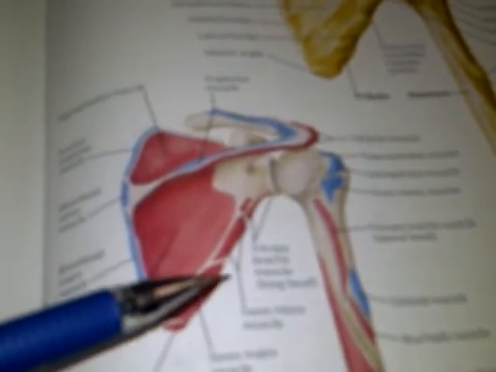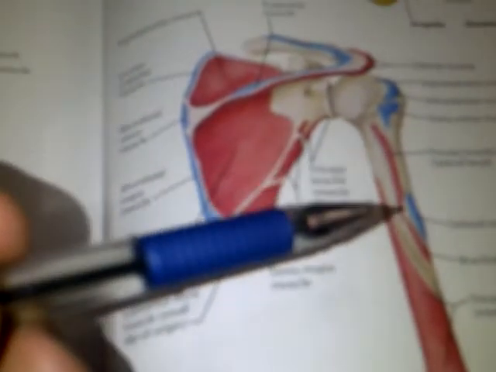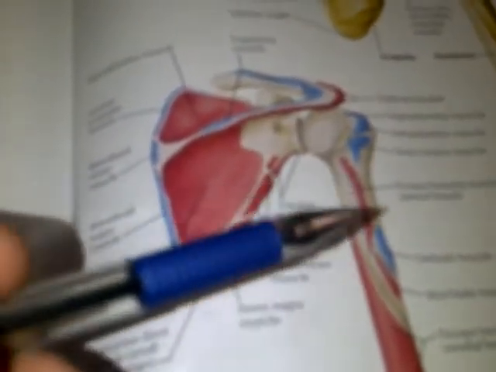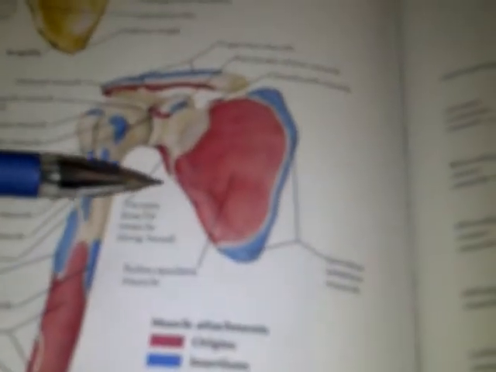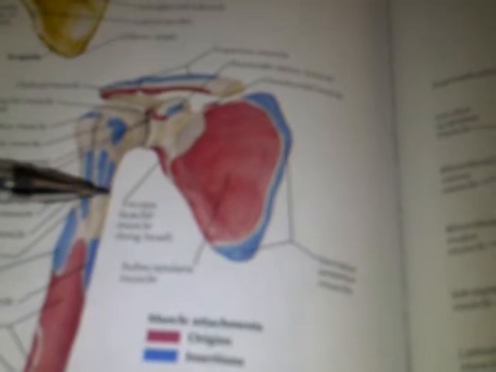Now the teres major goes and is inserted into the crest of the lesser tubercle, which can't be viewed from here. Why? Because this is the posterior part. It goes from there backward and is inserted into the crest here of the lesser tubercle. Okay, let's see the muscle.